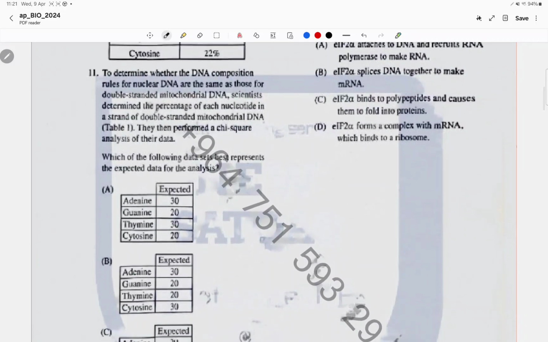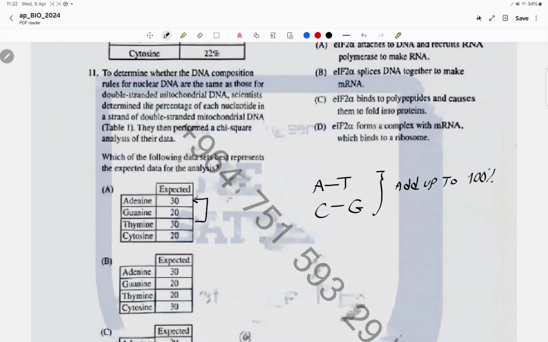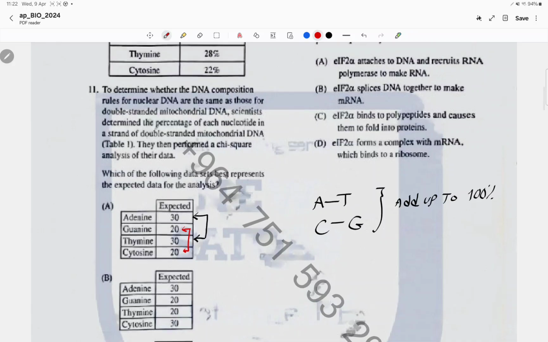Now, what do you expect when it comes to DNA base pairing? You expect to have an equal amount of A to T and also an equal amount of C to G, and the whole thing to add up to 100%. Right now, here we have A and T, and here we have G and C, and they are found in equal amounts, right? So G with C equal amount, A with T equal amount. So it's going to be choice A. That's what you expect, basically.